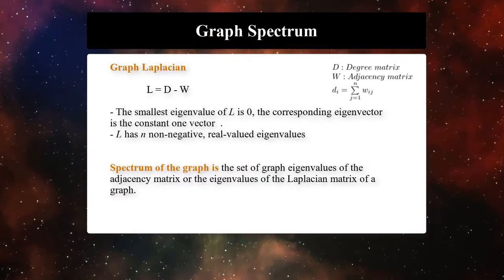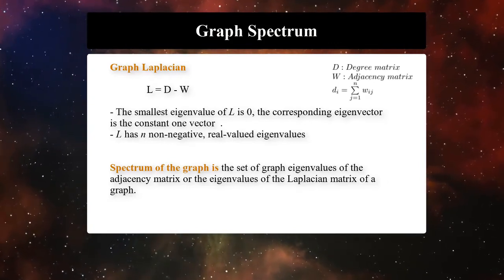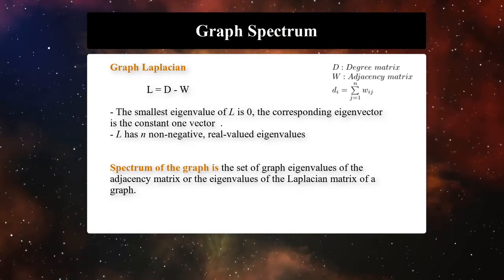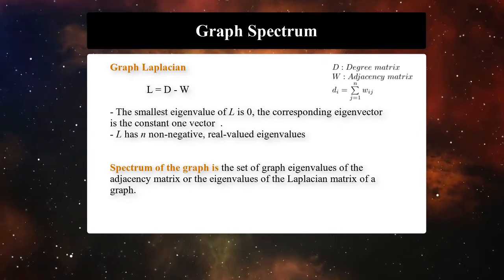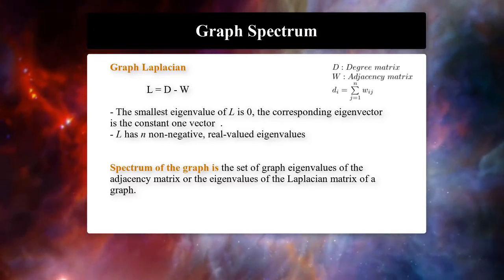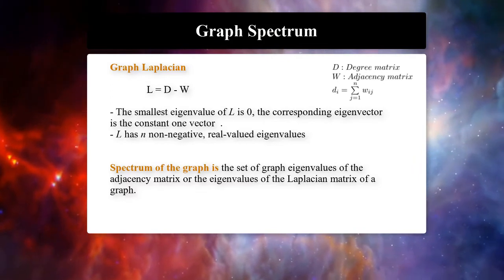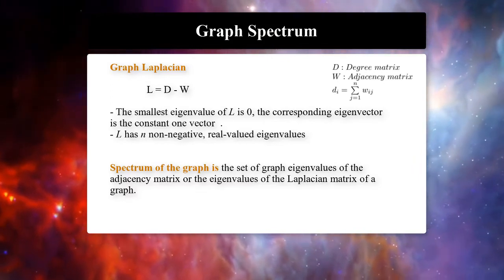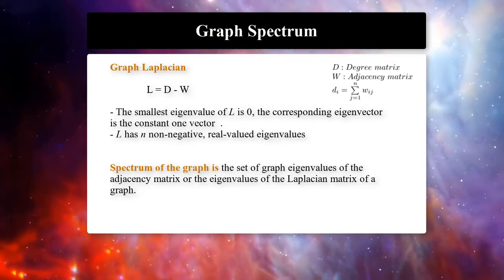However, in physics, the set of eigenvalues of a Laplacian matrix of a graph is called the graph spectrum. Graph Laplacian, denoted by L, is constructed by subtracting the adjacency matrix from the degree matrix. The smallest eigenvalue of L is 0. The corresponding eigenvector is the constant 1 vector. And L has n non-negative real-valued eigenvalues.